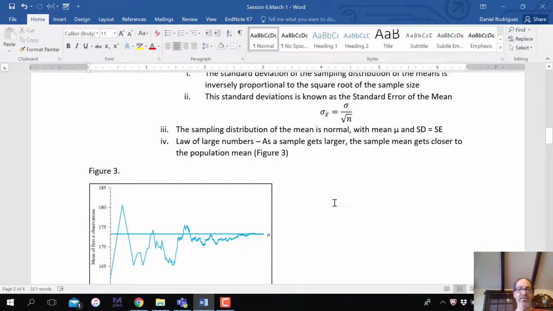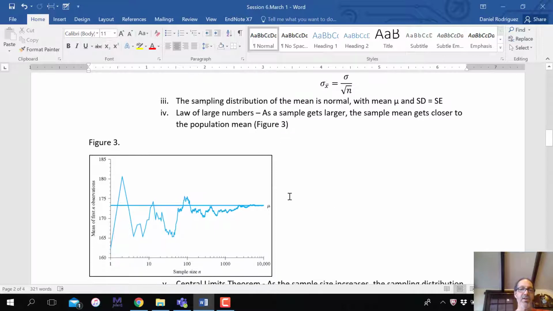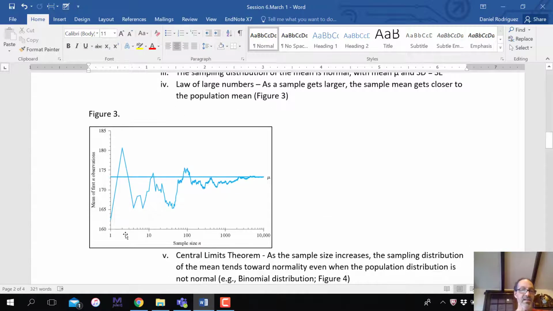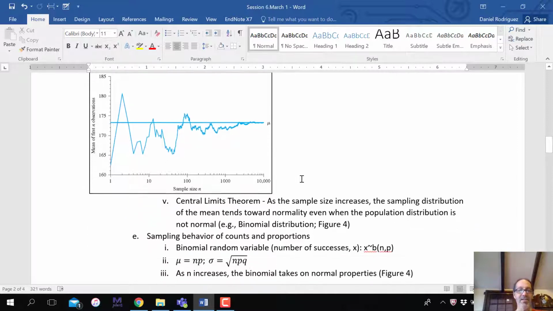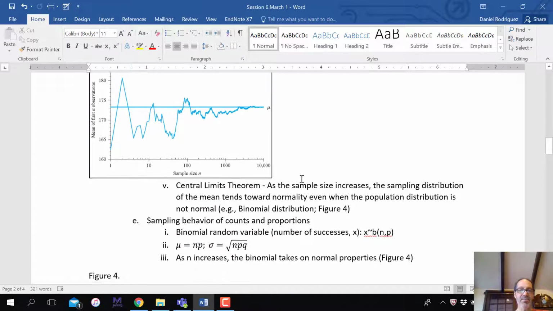There are two interesting facts here. One we call the law of large numbers. So the larger the sample size, the closer the sample mean approximates the population mean. So here's an example of this. We start with a sample size of 1 and go to a sample size of 10,000, and the population mean here is somewhere between 170 and 175. You'll notice as sample size gets larger, it tends towards the population mean. That's pretty cool. That's called the law of large numbers.